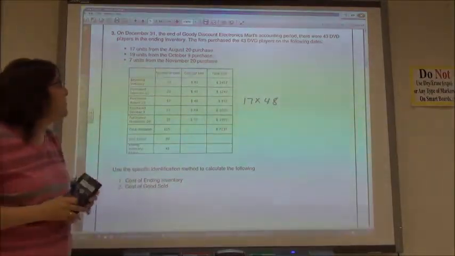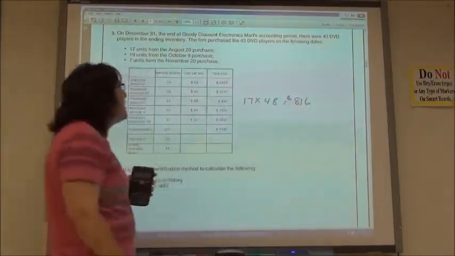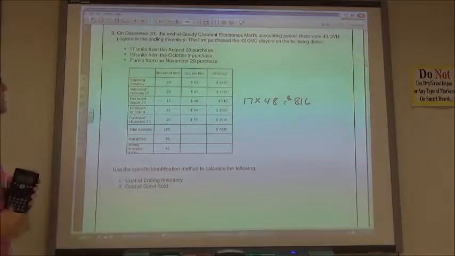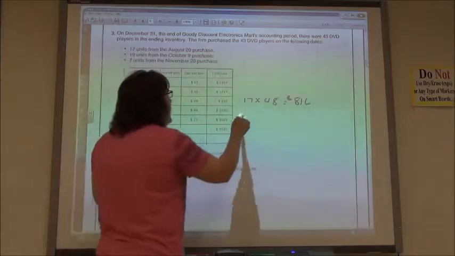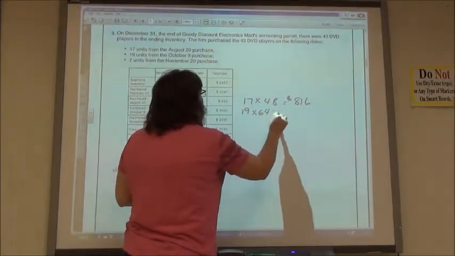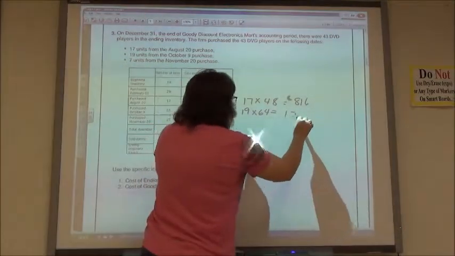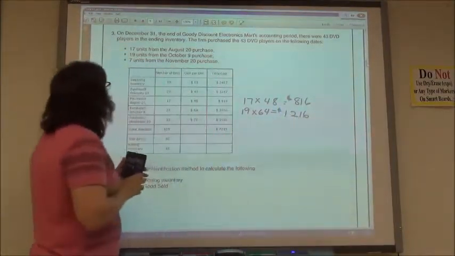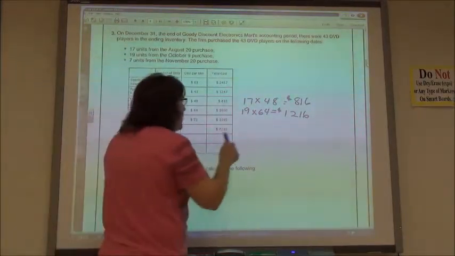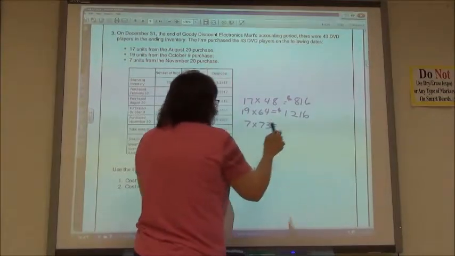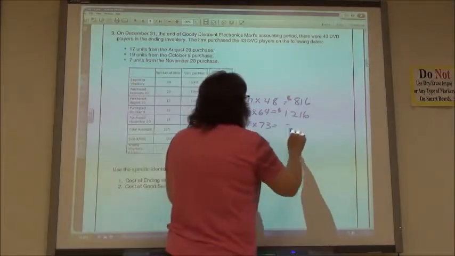You can multiply it out, 17 times 48, but since they already did that one, we might as well just use that number, $816, save us some work. We have 19 units from the October 9th purchase, so we have 19 of those that were $64 each. 19 times 64, $1,216. And then we have 7 units left from the November 20th purchase, so 7 that cost me $73 each. So 7 times 73 means those are worth $511.